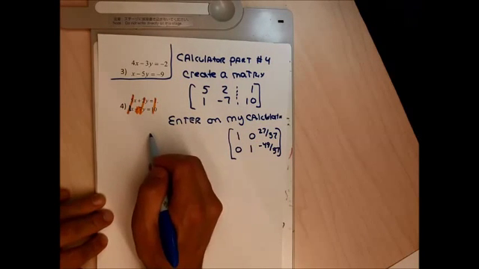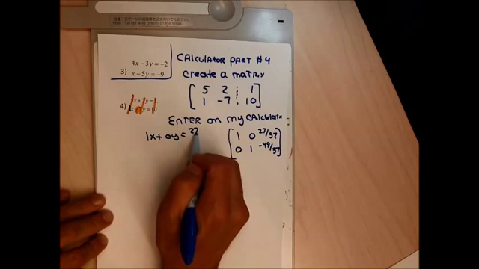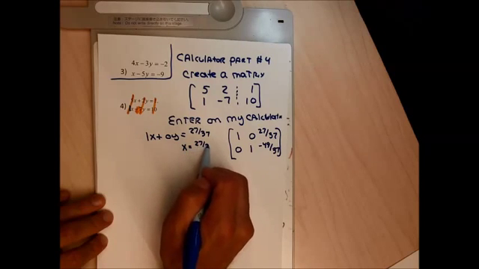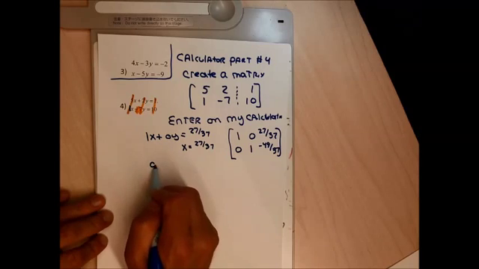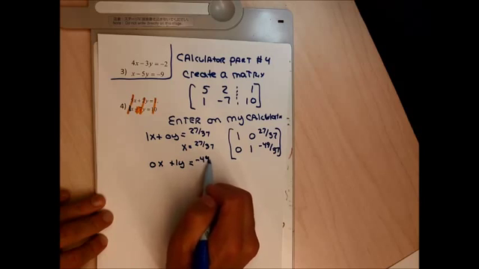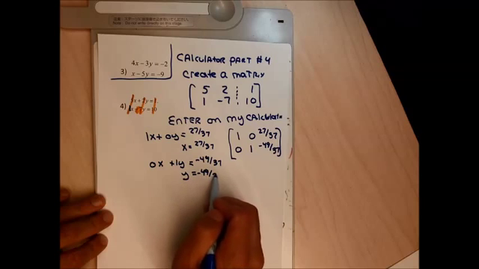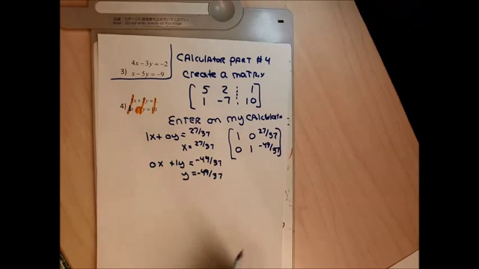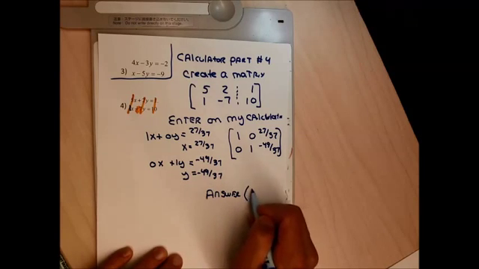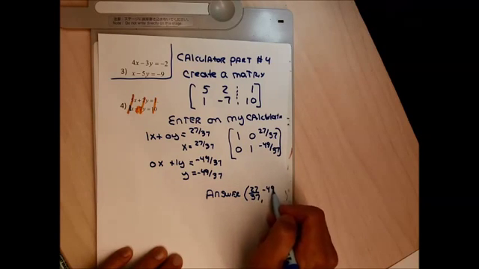The top row says 1x plus 0y equals 27 over 37. And so I'm going to get x equal to 27 over 37. The second row says 0x plus 1y equals negative 49 over 37. And so I'm going to get y equal to negative 49 over 37. Done with my calculator. My answer to problem 4 is going to be x equal to 27 over 37, y equal to negative 49 over 37.